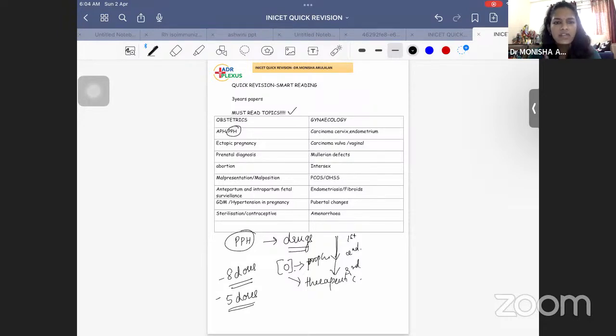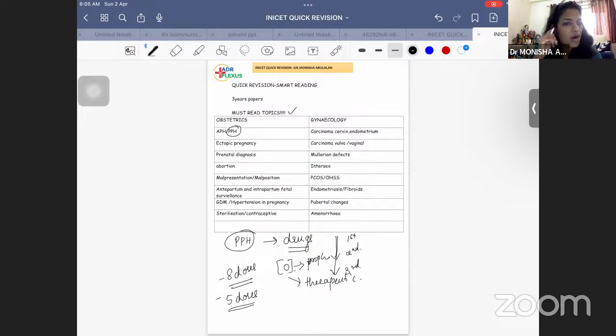And prenatal diagnosis. Yes, this is a very, very upcoming topic, so definitely you can have questions. In previous years' papers also, you could see prenatal diagnosis questions. It can be asked as image-based questions as well as direct questions. They can frame direct questions.